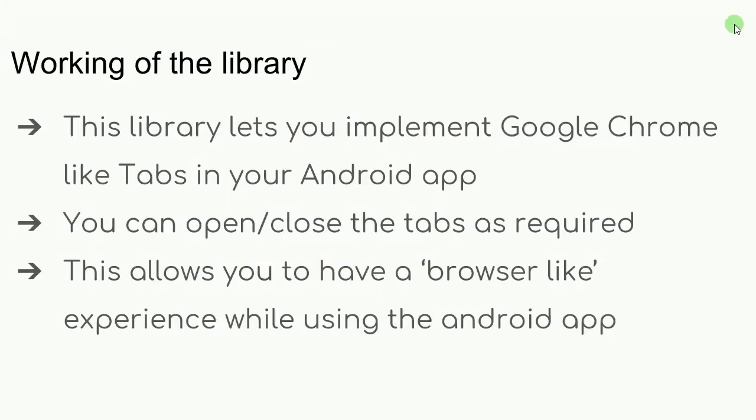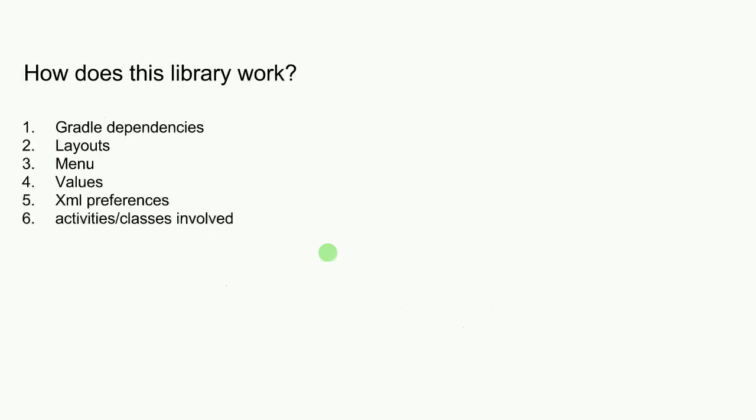Now, here's the working of the library. This library lets you implement Google Chrome-like tabs in your Android app. You can open, close the tabs as required, and this allows you to have a browser-like experience while using the Android app. I think this is the most catchy part, which I would like you to really understand when we discuss this app. The browser-like experience, if you are able to provide in an Android app, is amazing. So let's move forward and see how this library actually works.